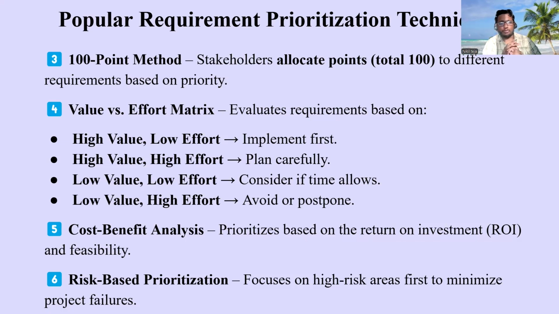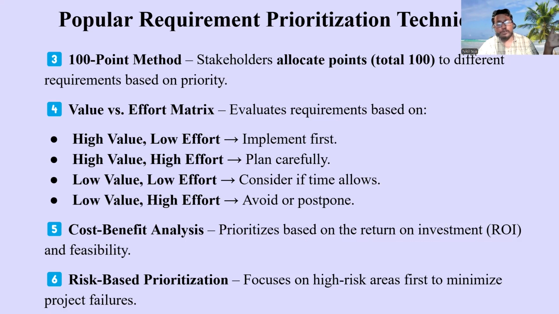Those 20 requirements go into the quadrants. The first quadrant is high value, low effort. We will categorize those requirements which have high value but low effort. It's nothing but a user story or feature that takes low effort but creates the maximum value. So we will keep those in the first quadrant and implement them first. Next, the second quadrant is high value and high effort. We will implement those second, and we will plan carefully.